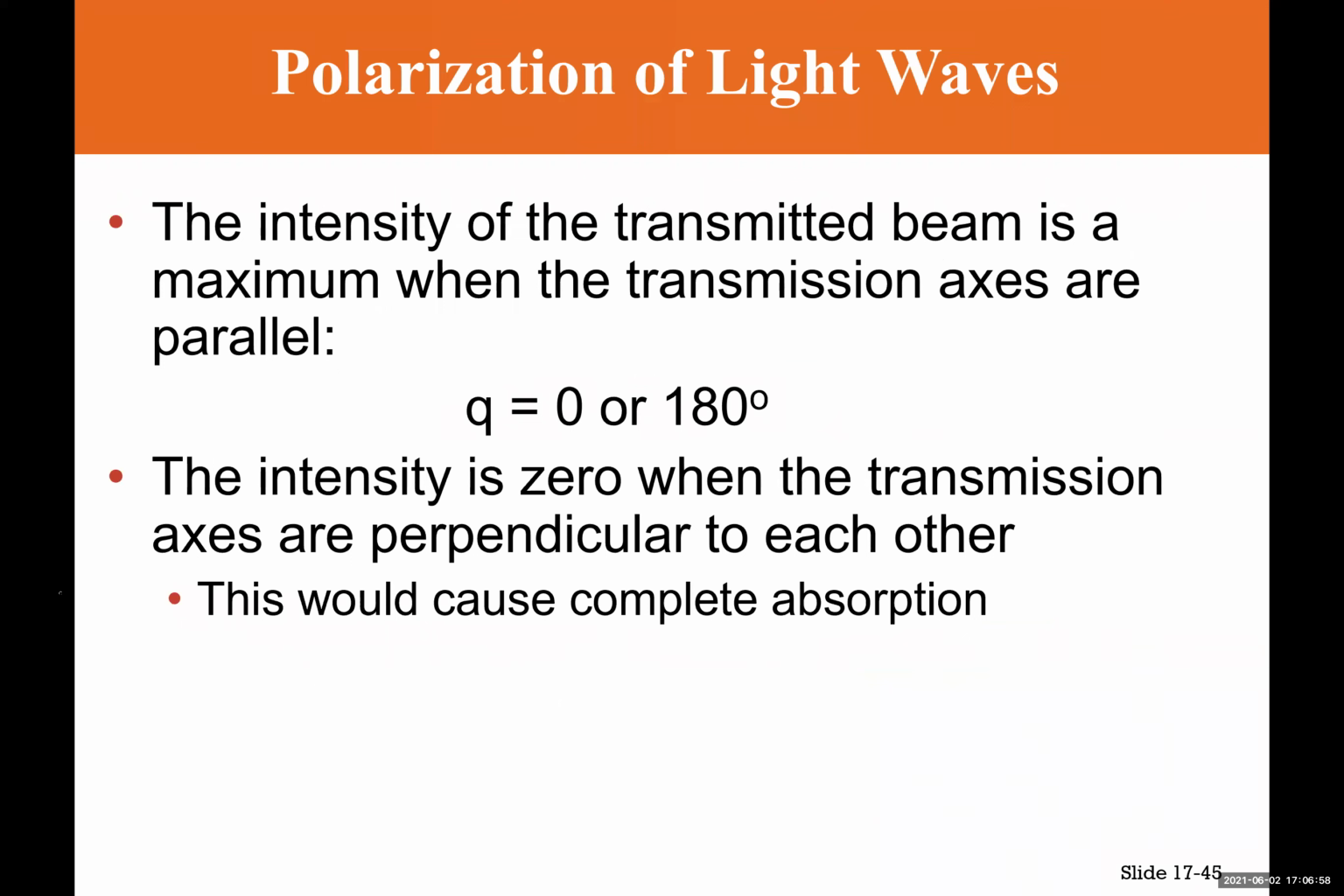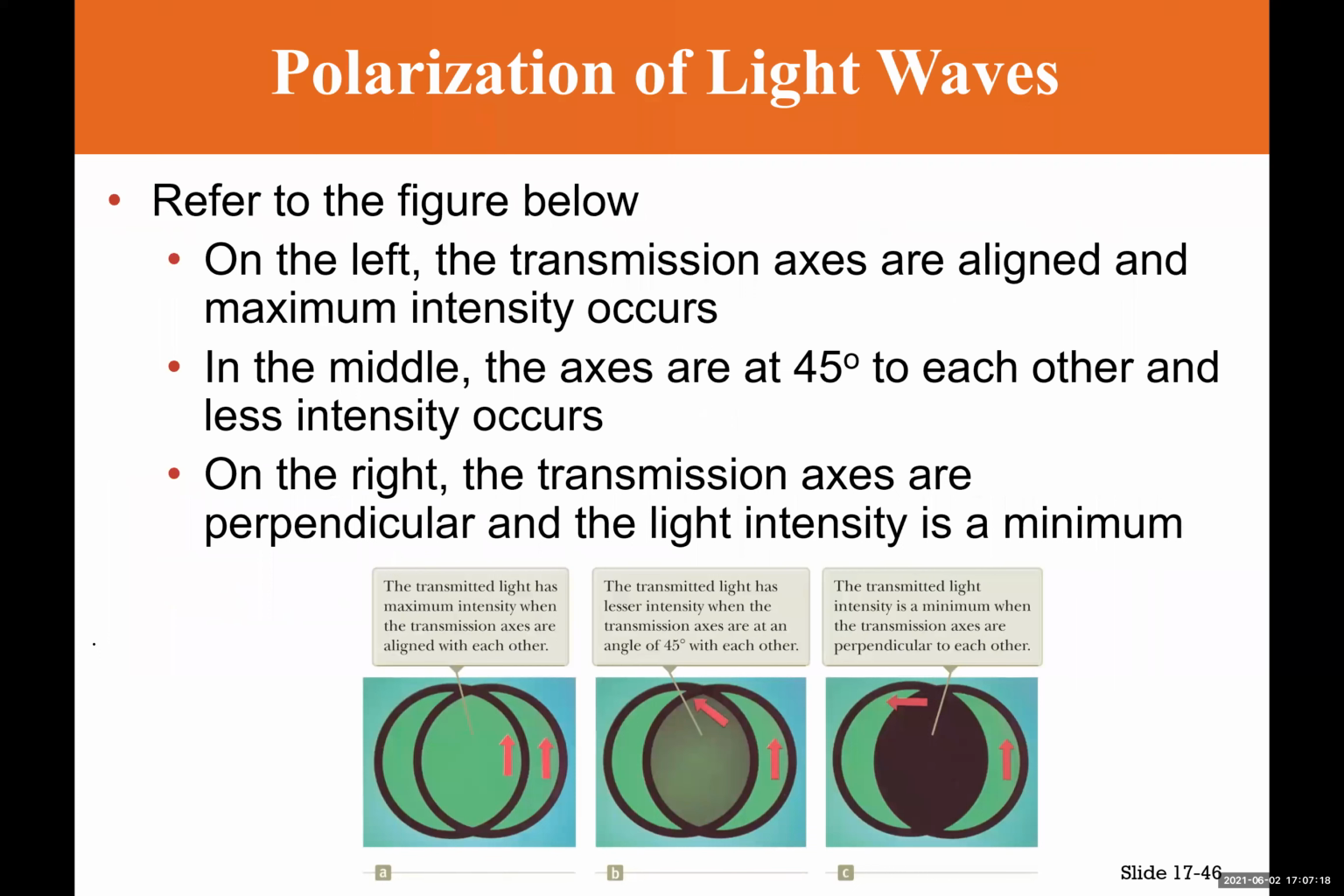All right, so you can see the intensity of the transmitted beam is maximum when the transmission axes are parallel. That means theta equals 0 or 180 degrees. And the intensity is 0 when the transmission axes are perpendicular to each other. This would cause complete absorption, that means no light will propagate through.